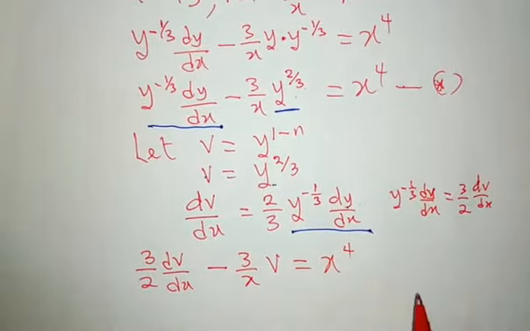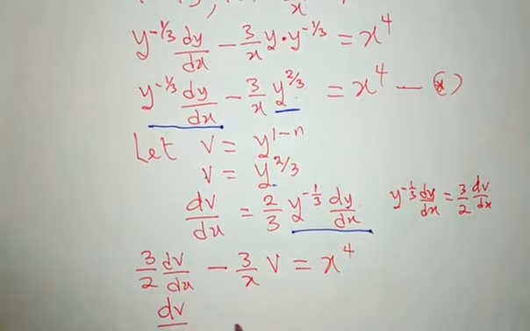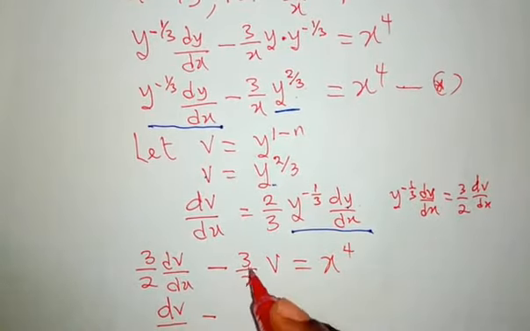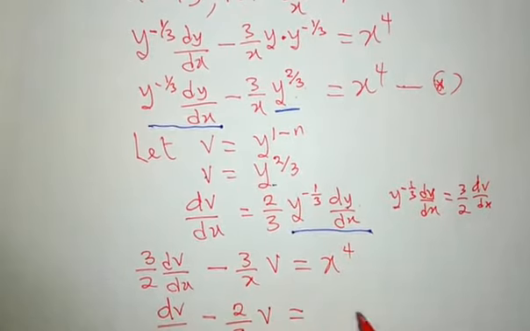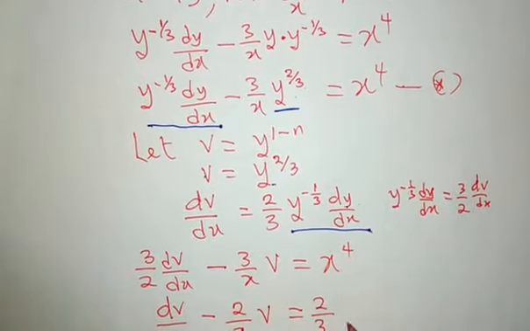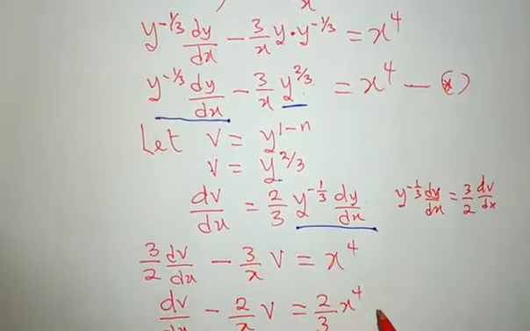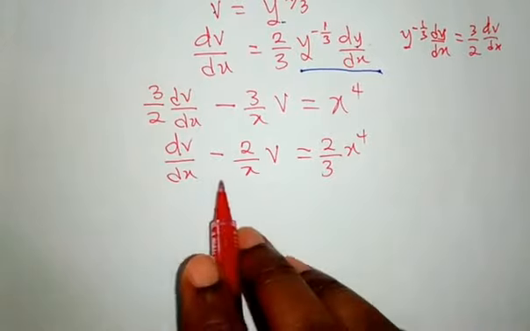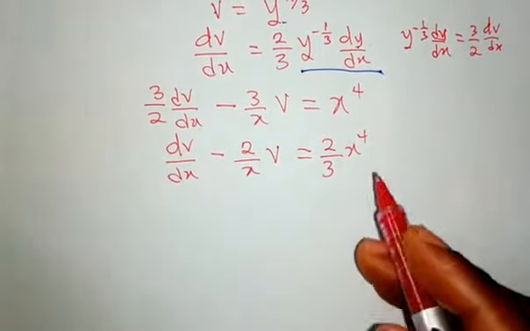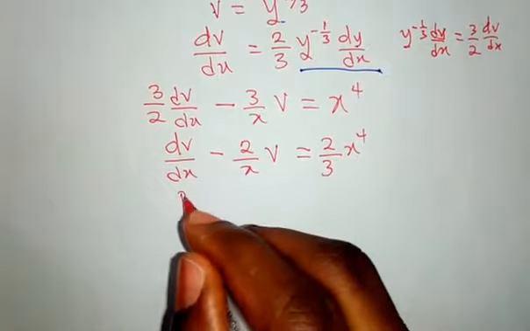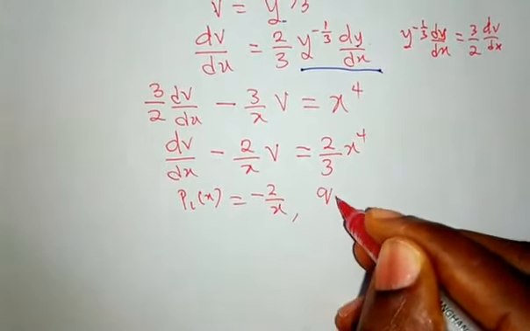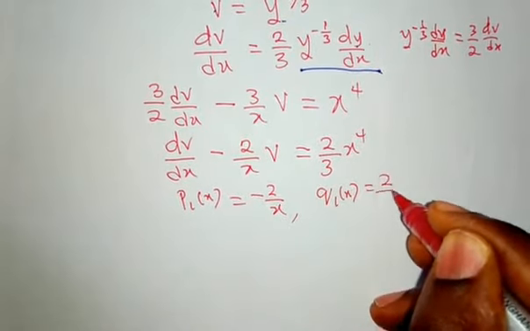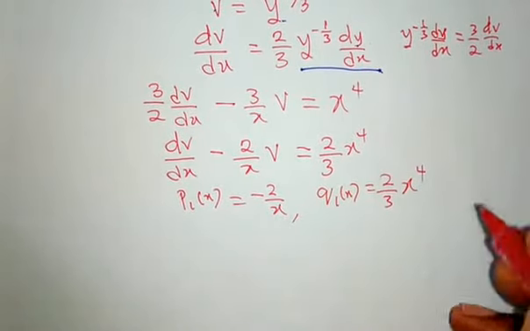Now we multiply through by 2 over 3 to get dv dx minus 2 over x v equals 2 over 3 x to the power of 4. We now have a linear equation in v and x, where our p1 of x equals minus 2 over x, and then our q1 of x equals 2 over 3 x to the power of 4.